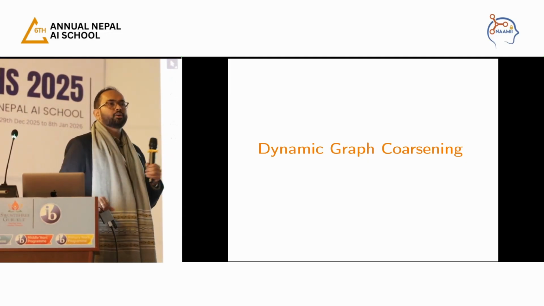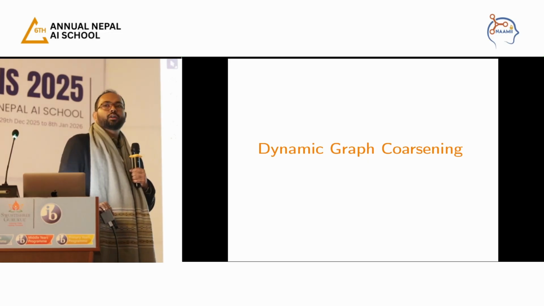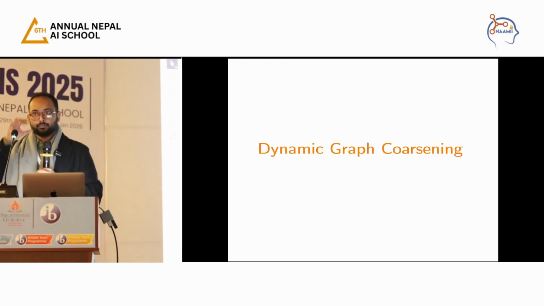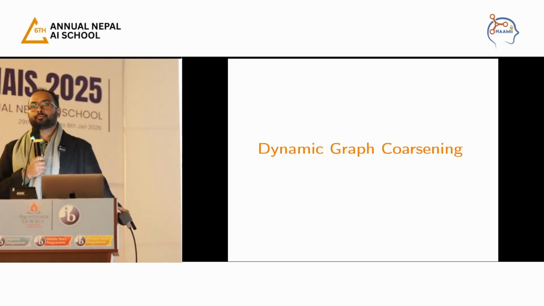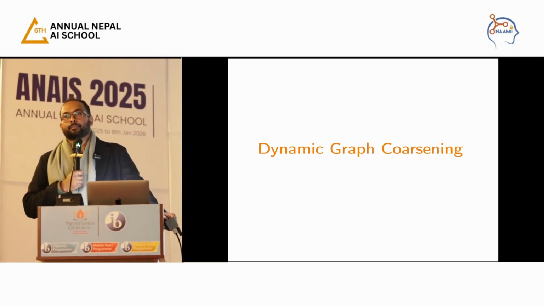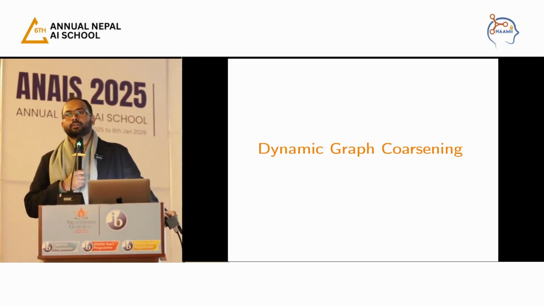Any quick question on graph quotienting or graph compression? Yes. Why are your methods better than diff-pull type methods? Why are my methods better than diff-pull?